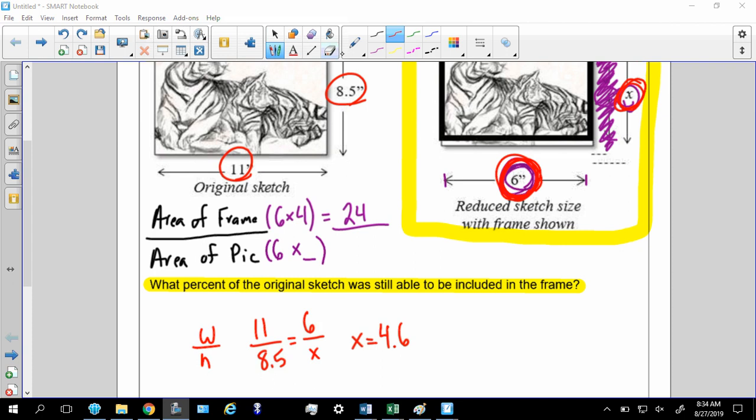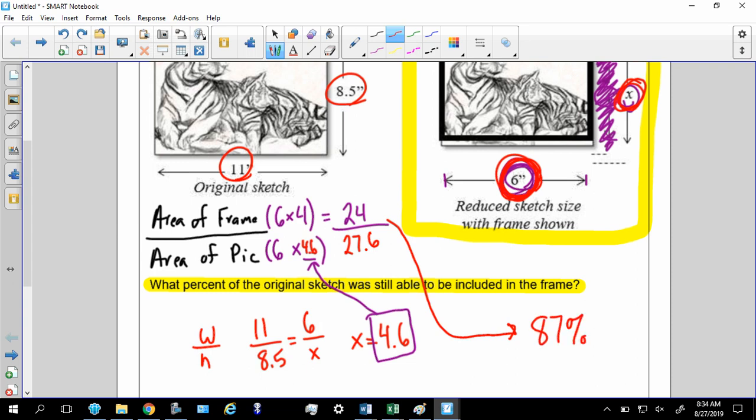So what I'm going to do is take my 4.6 and plug it right there, because my picture is a 6 times a 4.6. So 6 times 4.6, I get 27.6. So what percent of the original sketch? Well, let's just go ahead and solve it right there. 24 divided by 27.6 ends up being 87%. There you go.